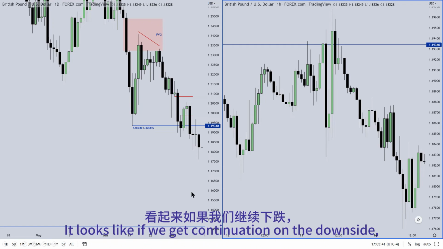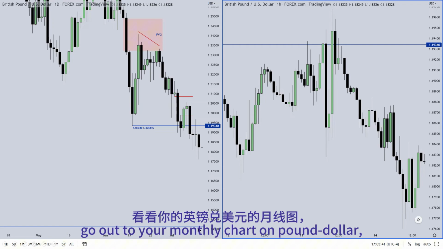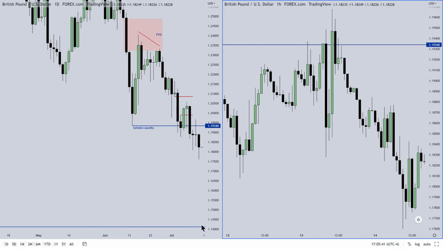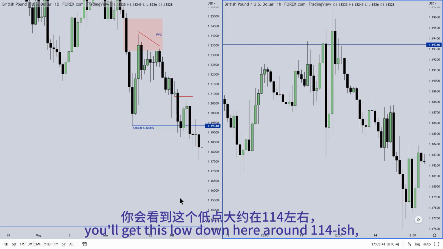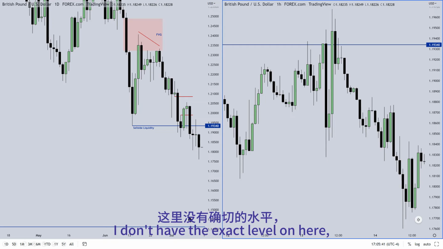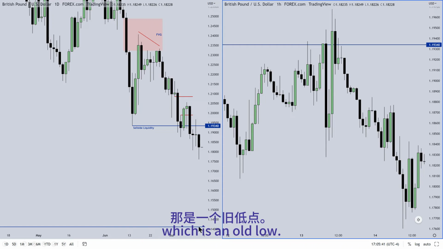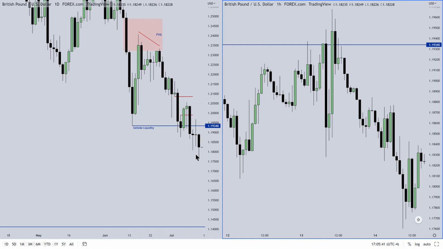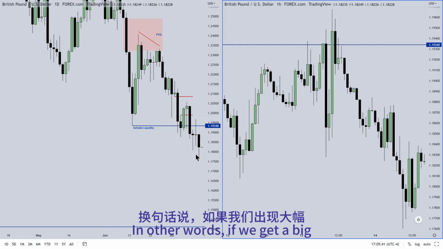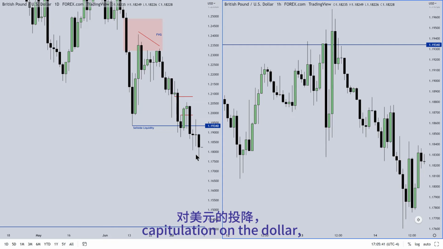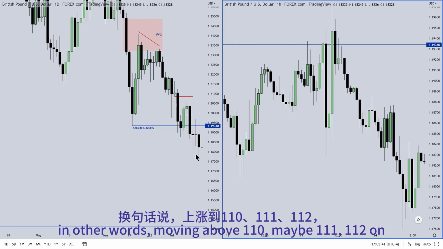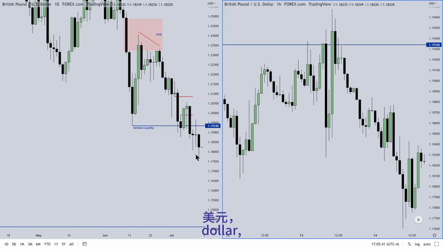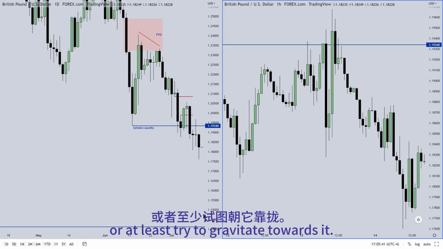It looks like if we get continuation on the downside, go out to your monthly chart on pound dollar, you'll get this level down here around 114-ish, something to that effect. I don't have the exact level on here, but you'll see it on the monthly chart, which is an old low. That may be where we cascade with a big drop. In other words, if we get a big capitulation on the dollar, moving above 110, maybe 111, 112 on dollar, that would send cable likely into that level down here, or at least try to gravitate towards it.